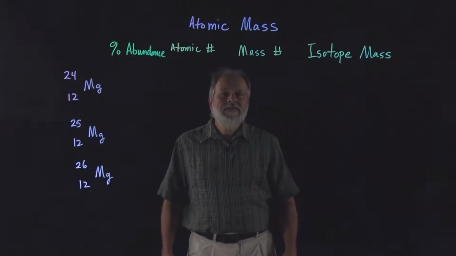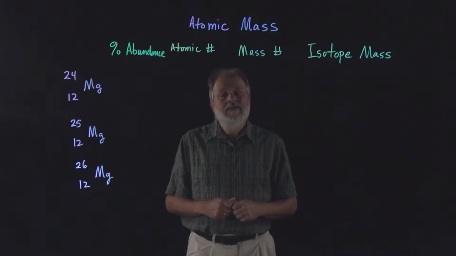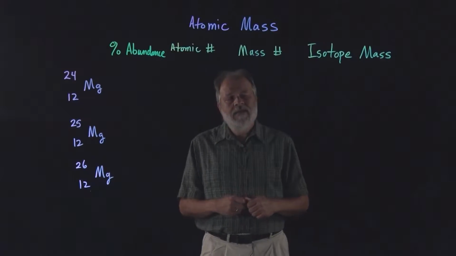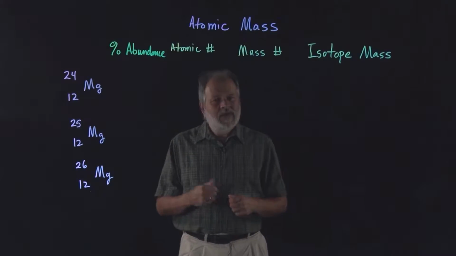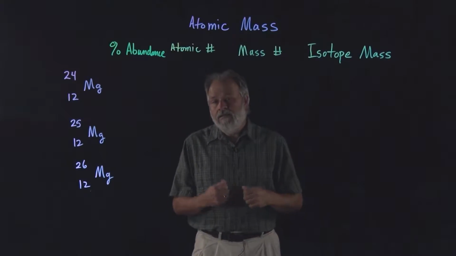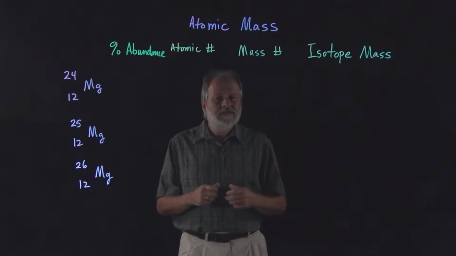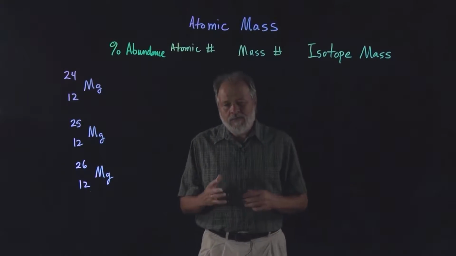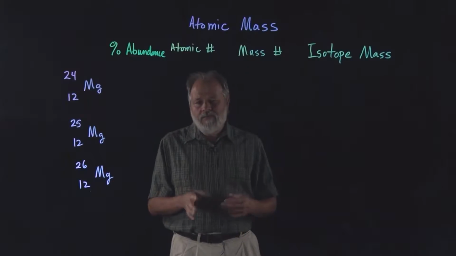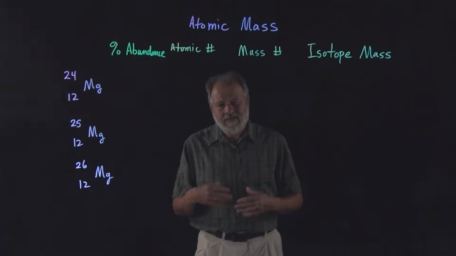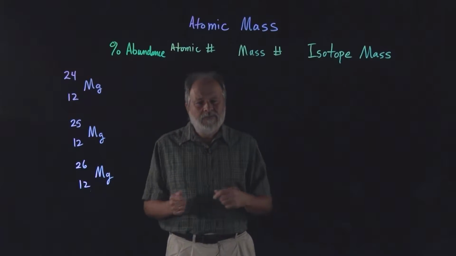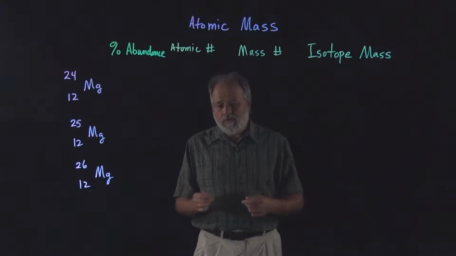So this lecture is about the concept of atomic mass and how it's related to the masses of isotopes and what the percentage abundance is of each isotope. So atoms typically have more than one stable isotope. That is to say, the number of neutrons can be different from one nucleus to another. The number of protons is the same.